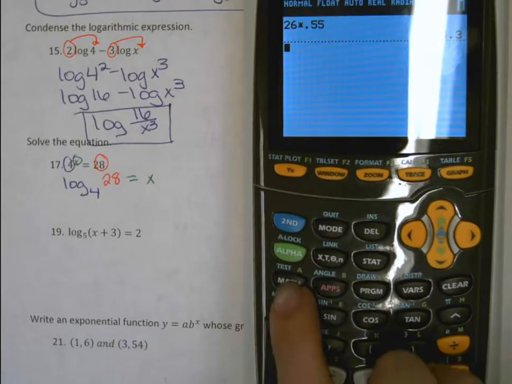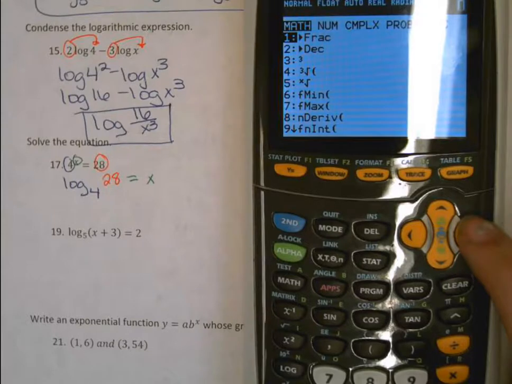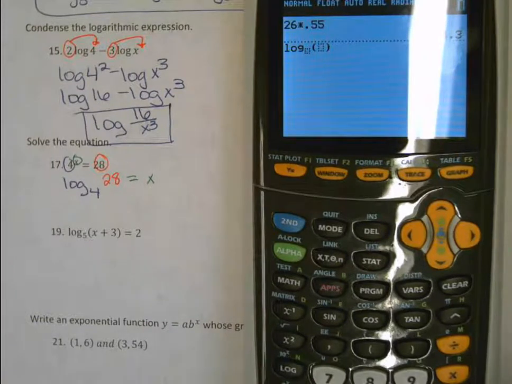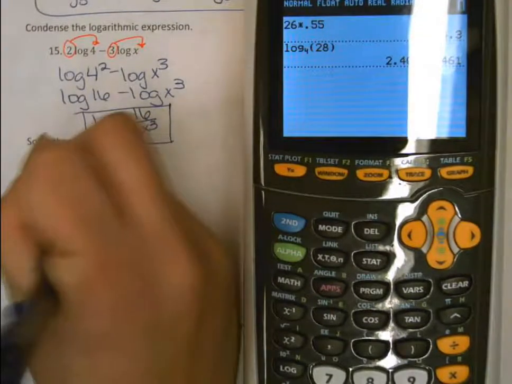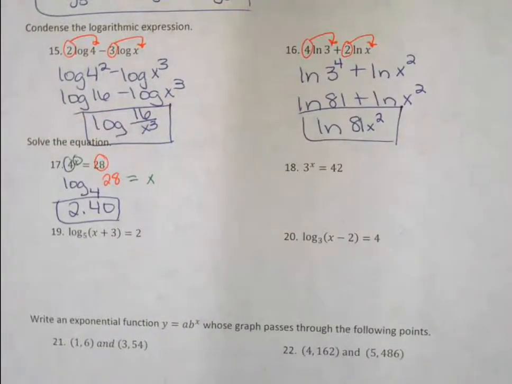Remember, to get it, I go to math, and then I go to choice A, which is log base, and then I type in the little tiny number, and then I move over and type in the big number. So log base 4 of 28 is 2.40. Questions on 17.